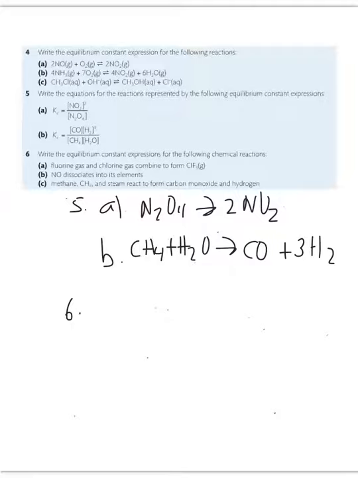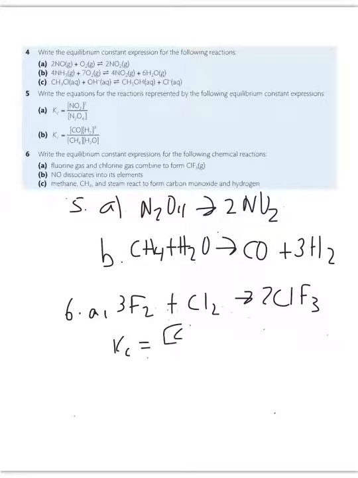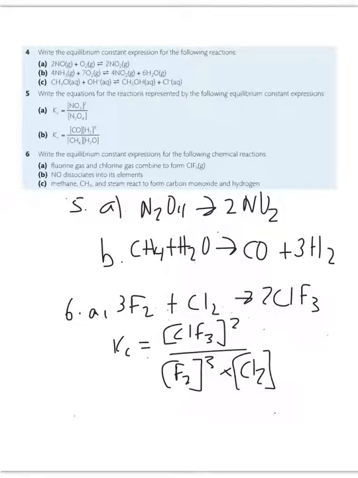Well, first I have to know in A that fluorine gas is F2, chlorine is Cl2, and if it forms ClF3, I'm going to need 2 of those to use up both chlorines, which gives me 6 fluorine, so I'd have a 3 here. So now when I write Kc, I'm going to have ClF3 squared over F2 cubed times Cl2 to the first. So that would be 6A.